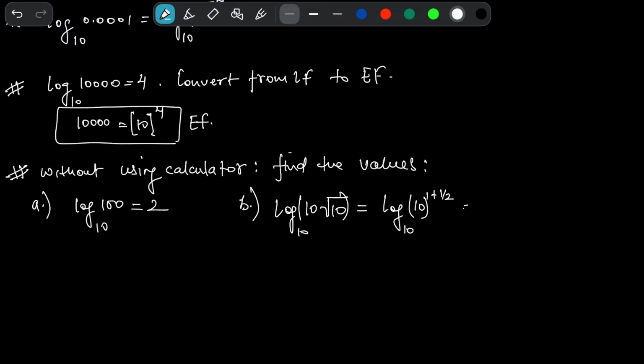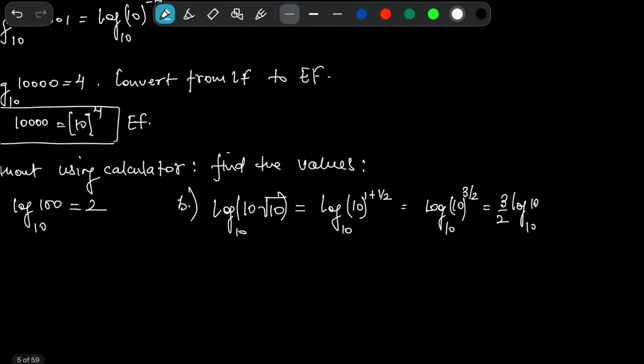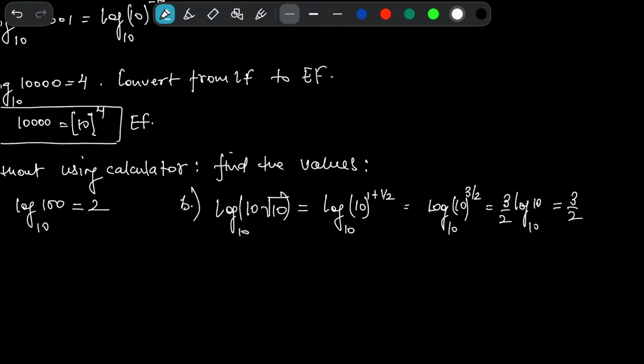Base will remain as it is. This will become log of 10 to the power 3 by 2. Base will remain as it is. Now this can be written as 3 by 2 log 10 base 10, which is actually 1. So the final answer for the given question becomes 3 by 2.